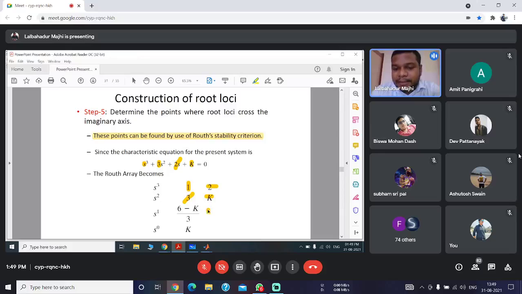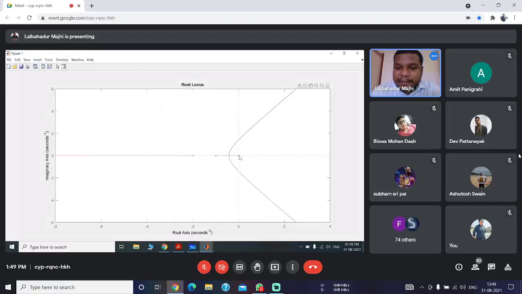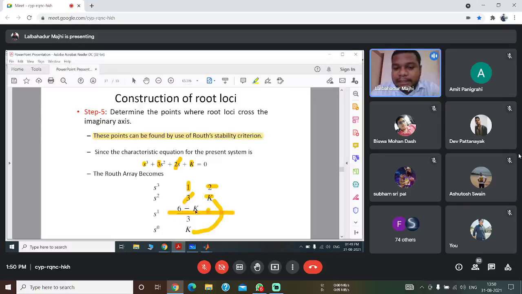So there is a 0, so we can directly shift down the value of k here. So we have to make this row equal to 0, right? If we make this row 0, then the value of k will be 0. And we know that when the value of k is 0, our poles are at this point. But we have to determine at what value of k we will get these roots on the j omega axis. So this will be 6 minus k divided by 3. It should be 0, so that all the elements of this row become 0.